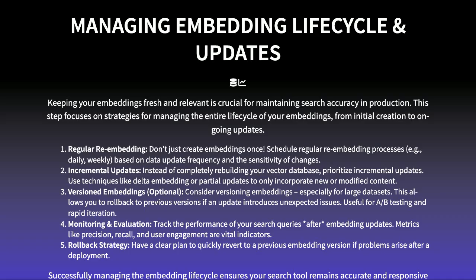Versioning embeddings can be helpful too, especially if you're experimenting with different versions and want a way to roll back if something goes wrong. And crucially, always monitor your search results after any update. Track things like accuracy and user feedback. It's the best way to know if the changes are truly beneficial.